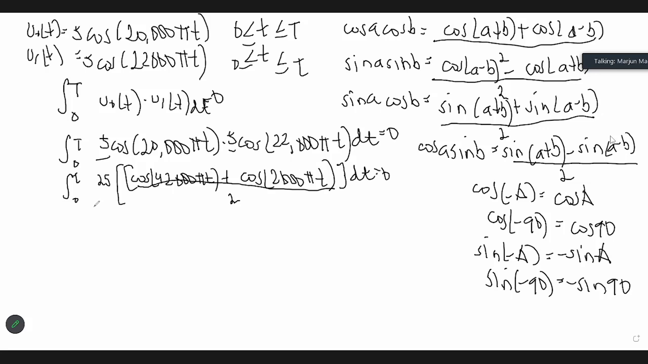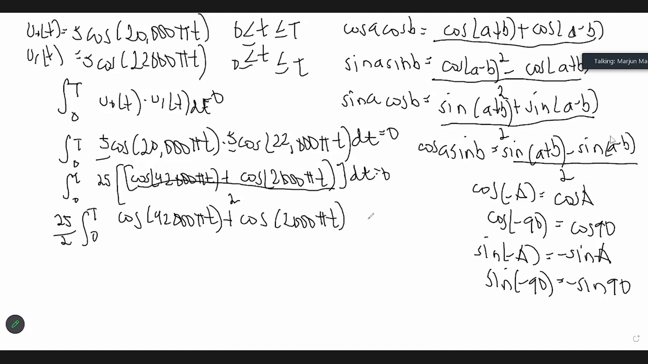Okay? So, pwede nating ilabas yung constant. Again, when we're dealing with constant in integration, what we do is that we put the constant outside the integrating symbol. So, this will be equal to 25 over 2 integral of 0 to t cosine 42,000 pi t plus cosine 2,000 pi t dt is equal to 0. Okay?